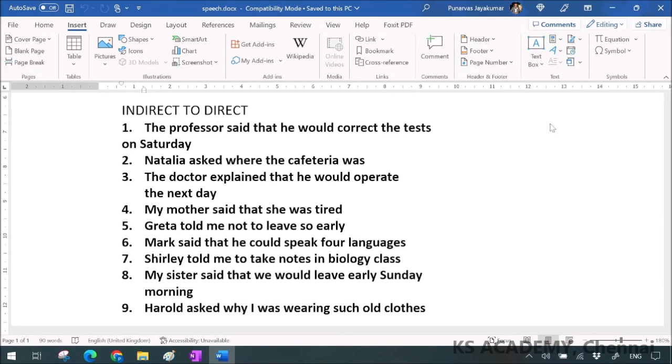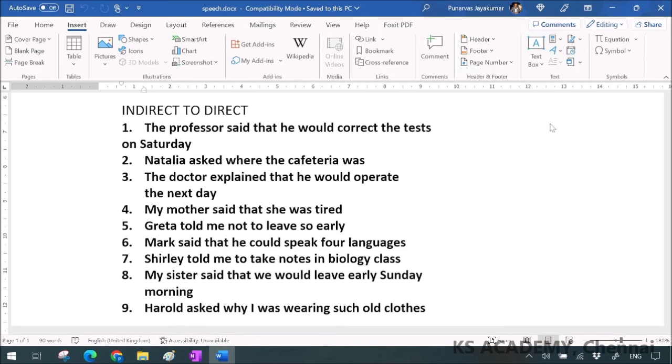The professor said that he would correct the tests on Saturday. Answer. The professor said, "I will, not would, I will correct the tests on Saturday." Right? Next, Natalia asked where the cafeteria was. Natalia said, "Where is the cafeteria?" Very simple.